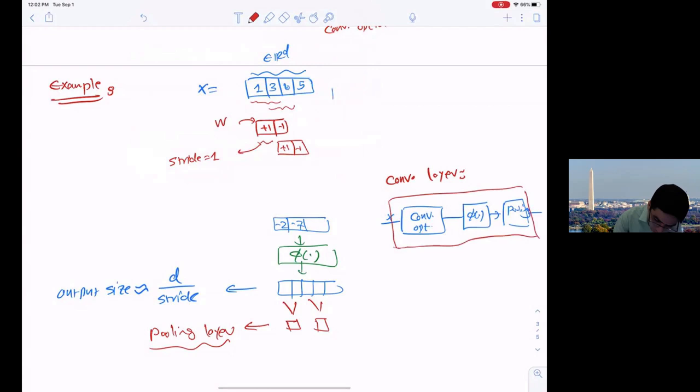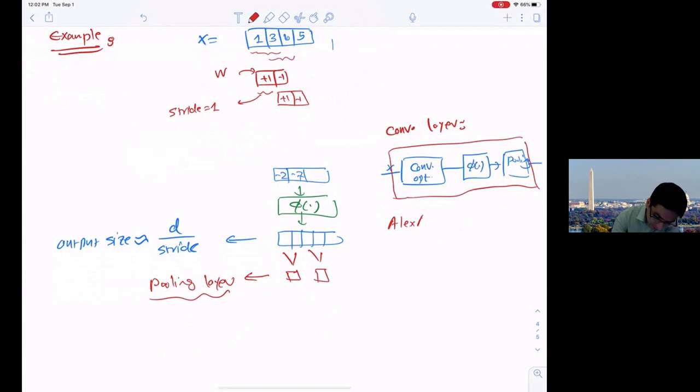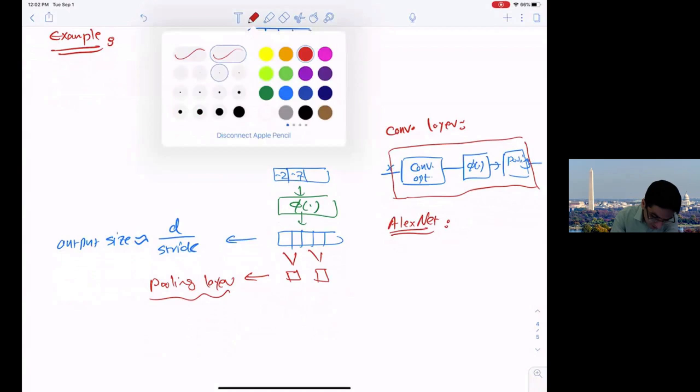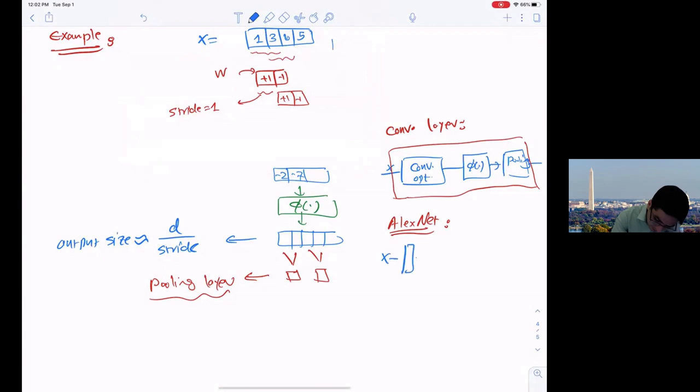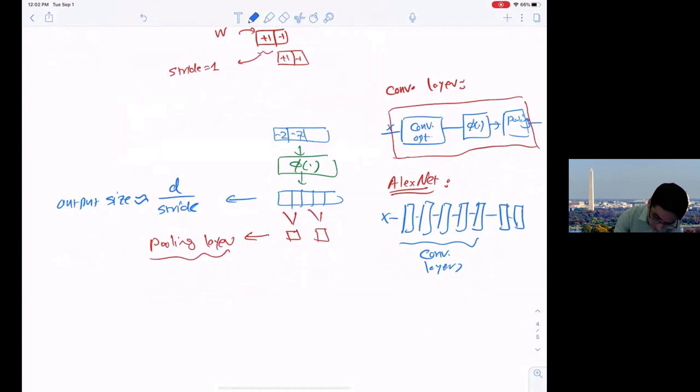Convolutions are extremely, extremely important in order to deal with image applications. Just to give you an example, AlexNet, which is one of the very popular architectures for classification on ImageNet, has, I believe, five layers of convolutions. These are the conv layers, and then there are a couple of fully connected layers after that. So convolutions are extremely important.